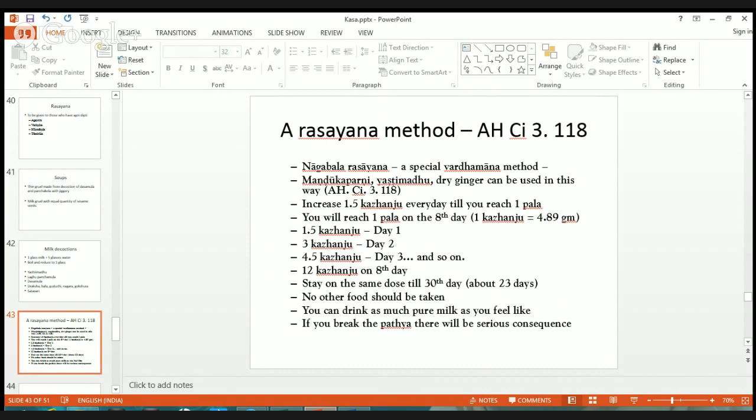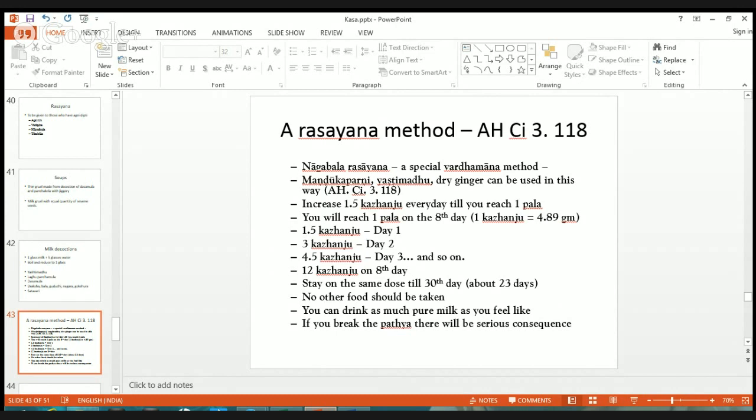So it's a 30-day Rasayana strengthening program, and no other food. This is the speciality of this Rasayana, that no other food should be taken during this except for milk. These herbs, Manduka Parni, Yashtimadu, dry ginger, are boiled in milk and taken. It is described in the Ashtanga Hridaya Chikitsa Sthanam, 3rd chapter. It is one of the best rasayanas, and you can drink as much pure milk as you feel like, good milk. But if you break the dietary regulation, there can be a very serious consequence.